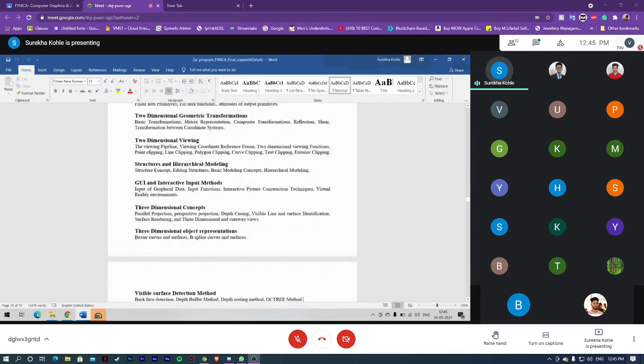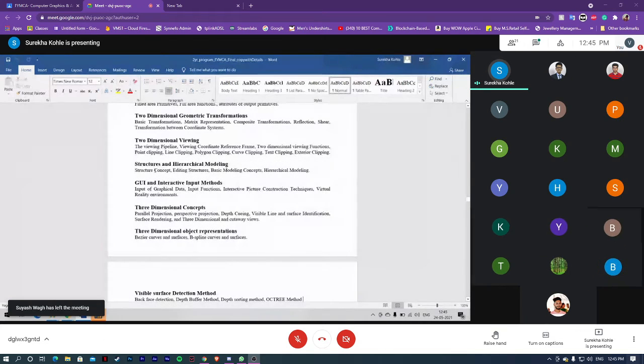Then after two dimensional, we have the three dimensional concept, right? So how the object will be visible in three dimensional. In this we will cover parallel projection, perspective projection, depth cueing, visible line and surface identification, surface rendering and three dimensional viewing.